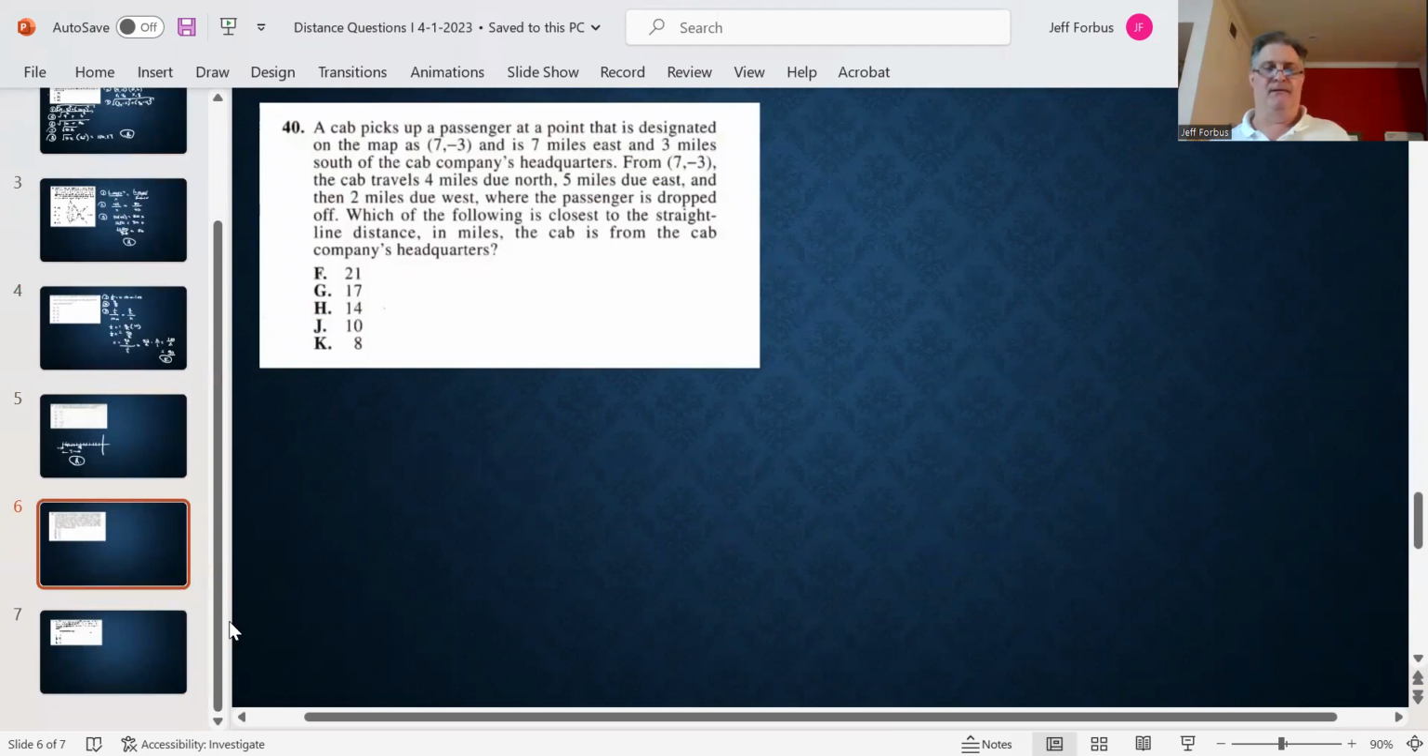So a cab company. This is a long paragraph. A cab company picks up a passenger at a point that is designated on the map as (7, -3), which is 7 miles east and 3 miles south of the cab company's headquarters. All right. From (7, -3), the cab travels 4 miles due north, 5 miles due east, and then 2 miles due west, where the passenger is dropped off. That's a lot to comprehend.